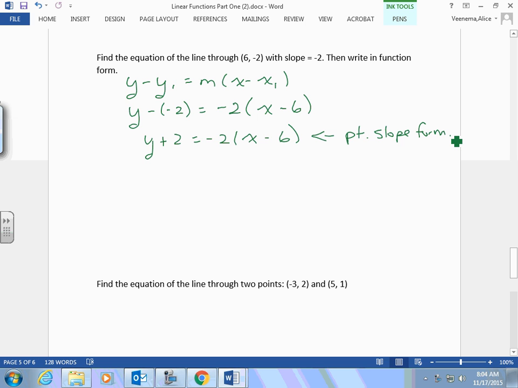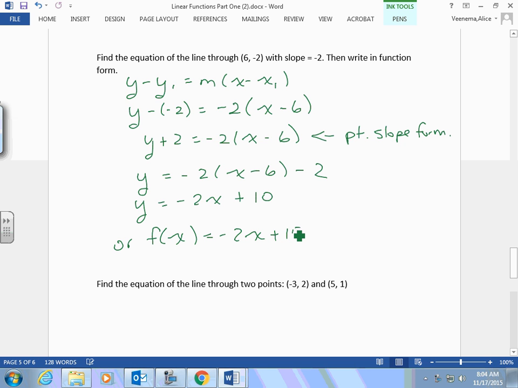Okay, so now let's change it to y equals form so we can get into function form. So we'll subtract 2 from both sides. So y equals negative 2 times x minus 6 minus 2. Y equals negative 2x. That will give me a positive 12. Minus 2 gives me a plus 10. So now it's in y equals mx plus b form, which we'll get to. Or we could write it as f at x equals negative 2x plus 10. And there it is in function form.